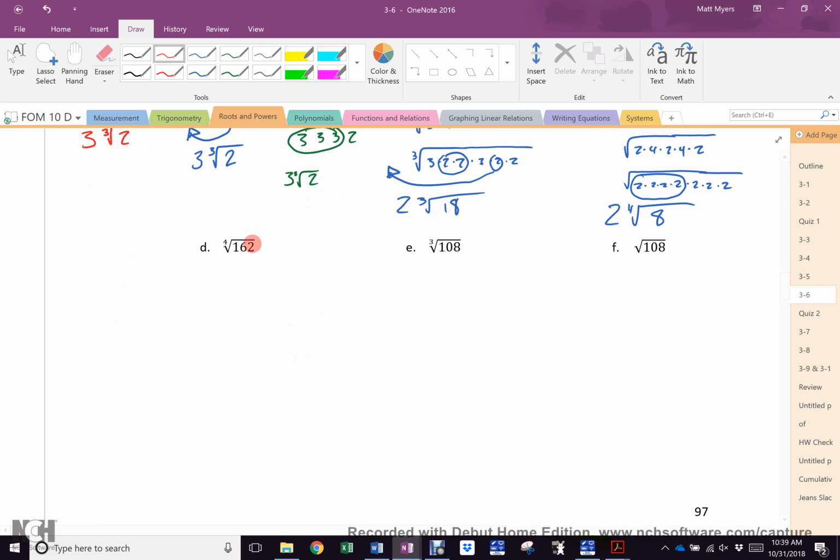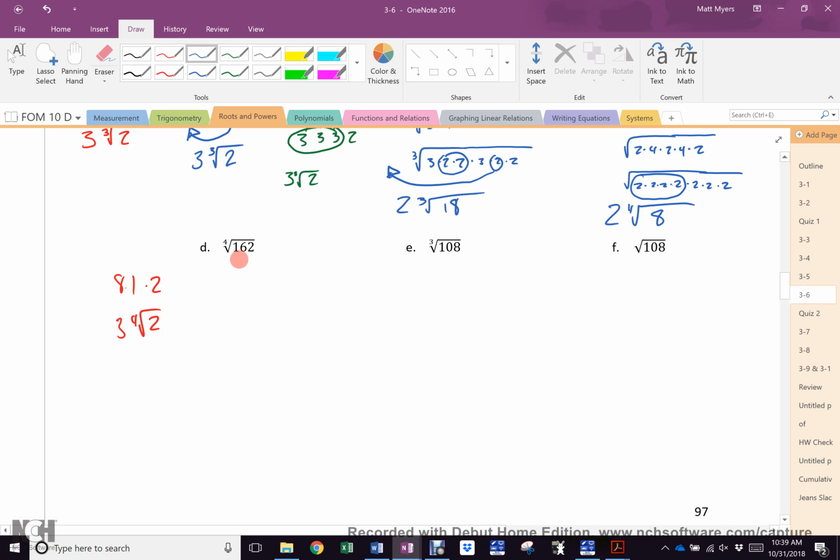Okay. This one I can do easily because I know that that's 81 times 2, yes? And I know that 81 has a 4th root. It's 3. 3 times 3 is 9. Times 3 is 27. Times 3 is 81. So I can stop there because I know that's 3 4th root 2. How many of you could stop there?